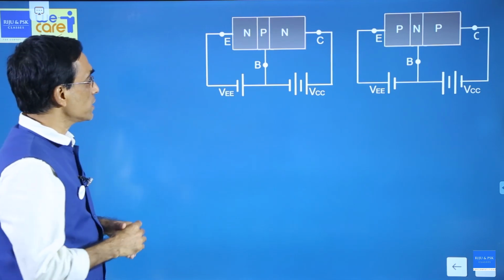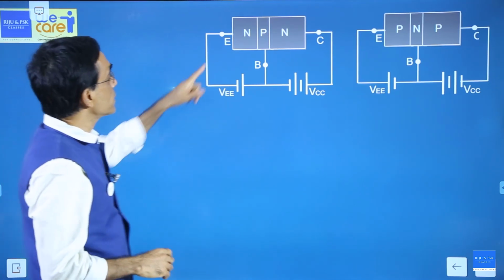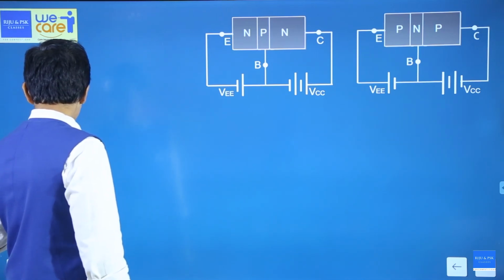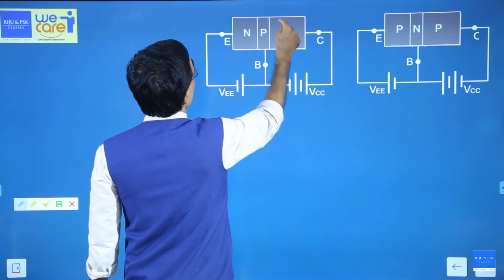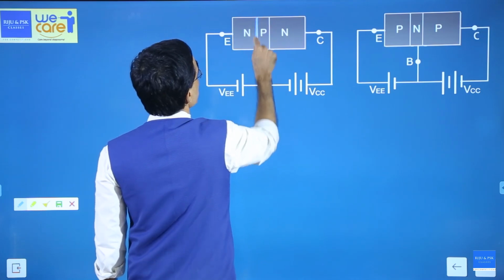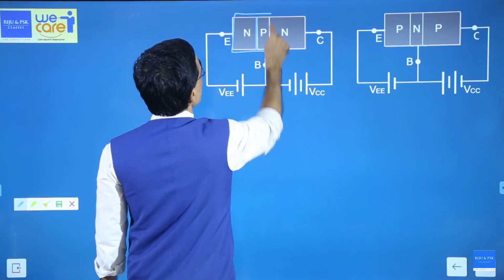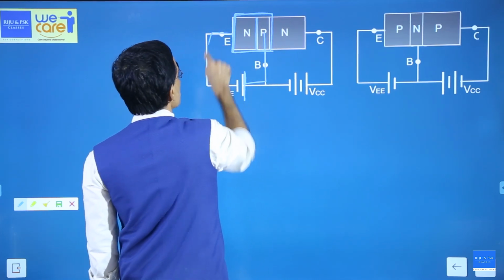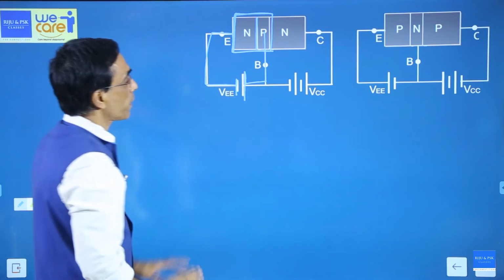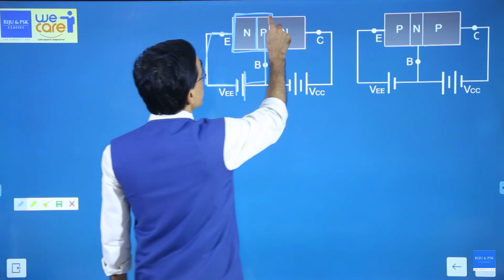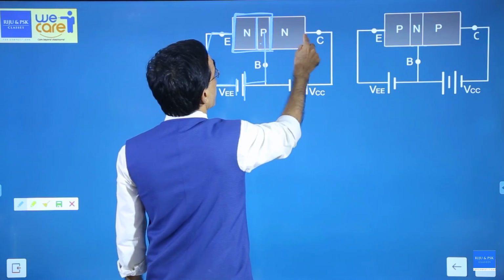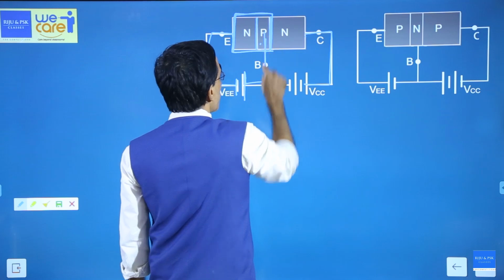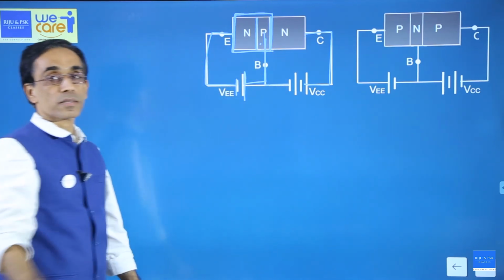Biasing. Let us understand biasing and a few general notations. This NPN transistor, you need to bias it. This is the emitter-base junction. This junction must be forward biased. So this PN junction should be forward biased. That means P must be at higher potential, positive, and N must be at lower potential, negative. This junction is called the base-collector junction, and it should be reverse biased. For reverse biasing, N should be at higher potential and P should be at lower potential. So that is correct.